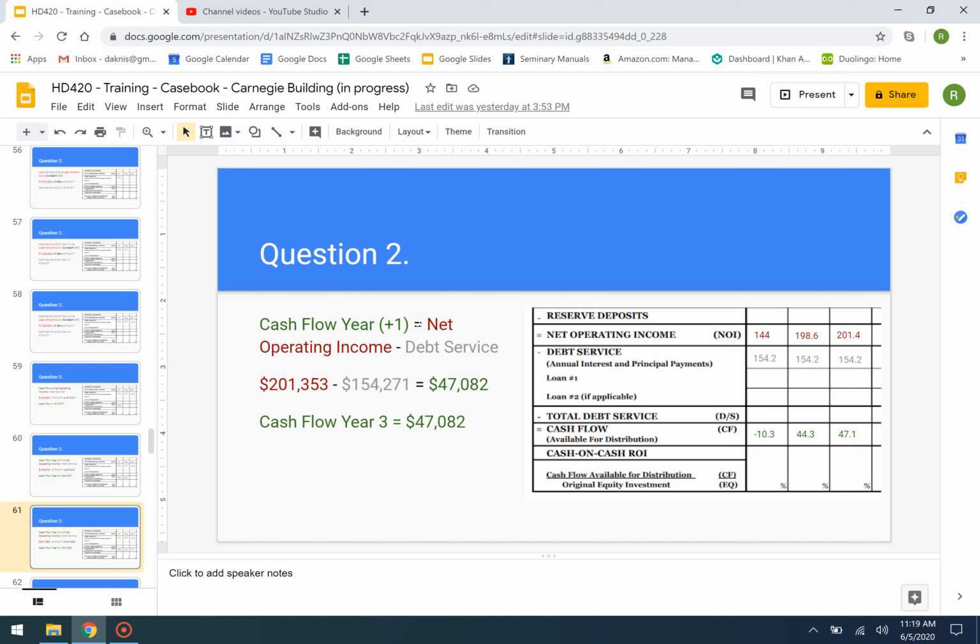Last part, for year 3, we take our net operating income, the 201,000, we minus our debt service of 154,000, we come up with 47,082. So 47,000 gets plugged in there in cash flow.